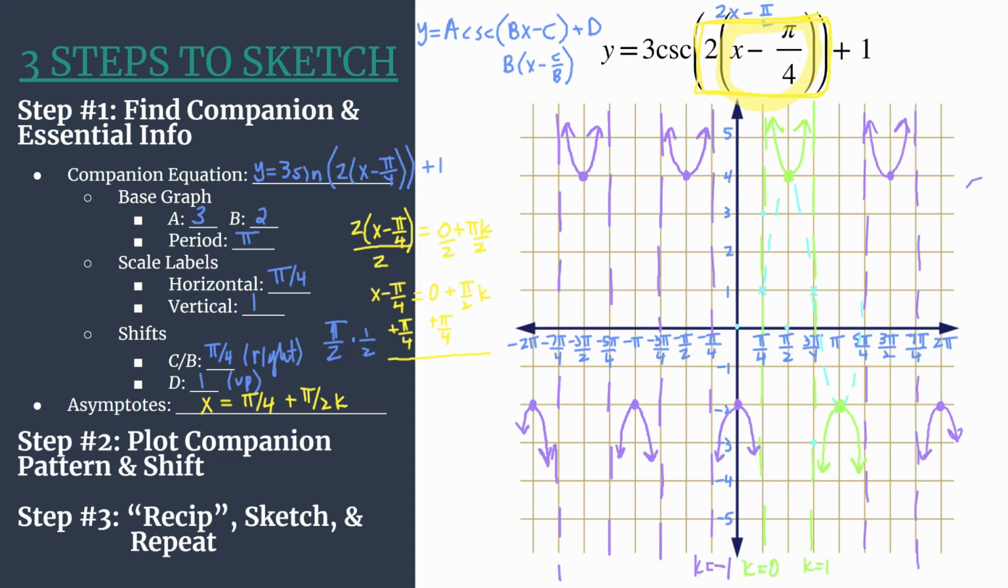So hopefully this helps you see how you can use the 3 steps to sketch method to tackle a complex shifted cosecant graph. One thing you can look back and double check, we already talked about the asymptotes, but remember B told us how many cycles of our graph should happen between 0 and 2 pi. And here you can see you have 2 cycles that happen there. So that's kind of a neat double check as well.